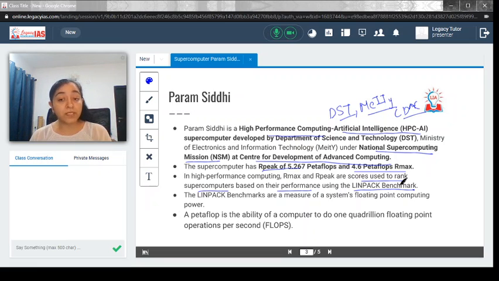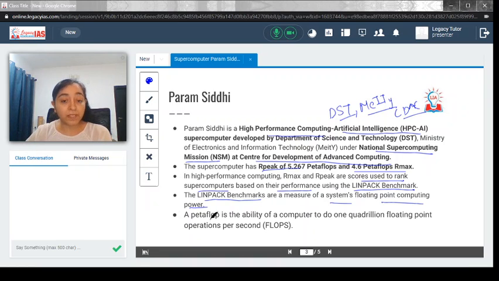And this is used in the way to go for the LINPACK benchmark. What is LINPACK benchmark? So these are the measures of system floating point computing power. So how much operation it could conduct in a particular time, that is considered as the way through which the capacity or the capability of a supercomputer is measured, and that is called as LINPACK benchmark.